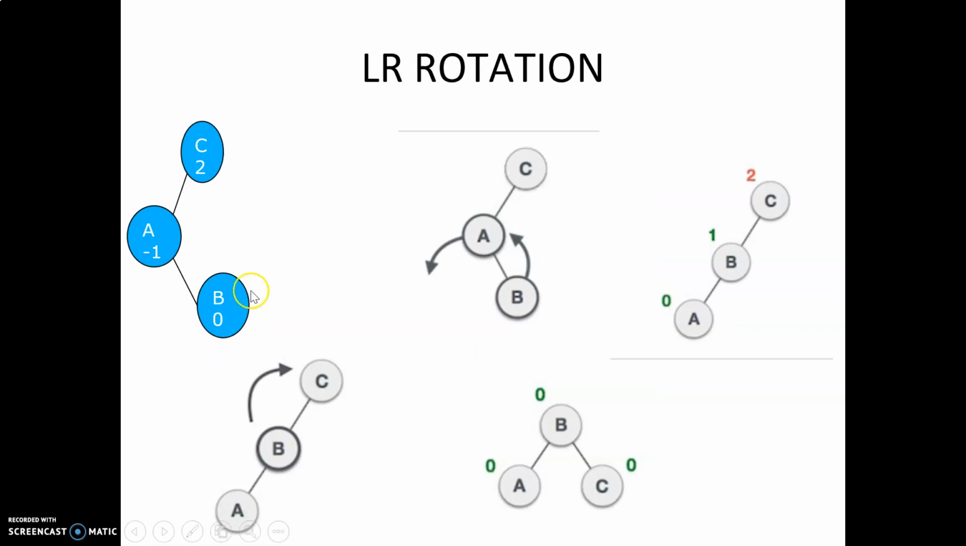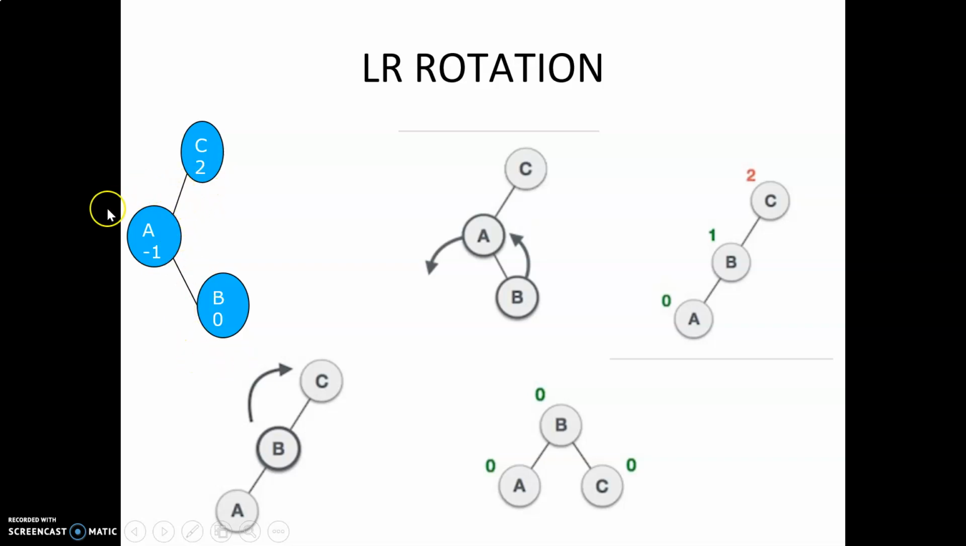See, again, let's see. The balancing factor of this will be 0. The balancing factor of this will be -1 because on the right side it is a tree, and the balancing factor of this is 2. Since the unbalanced node has a positive balancing factor, that means L, and the newly inserted node is towards R, the right side. So it will be LR rotation.